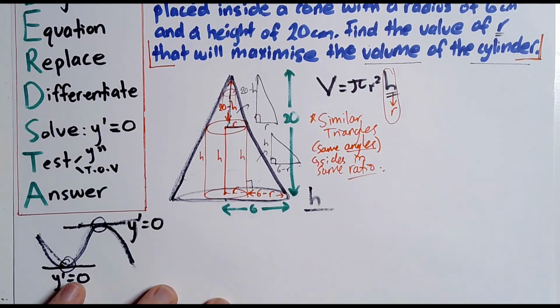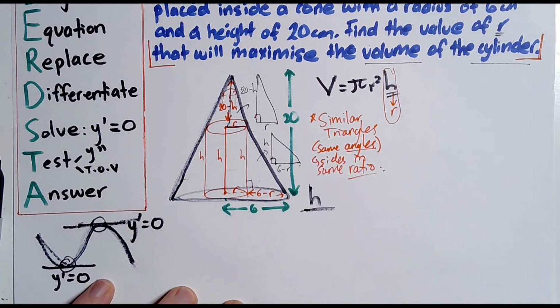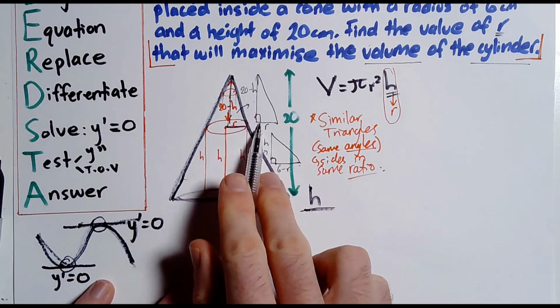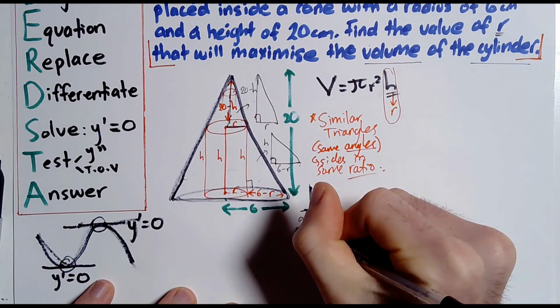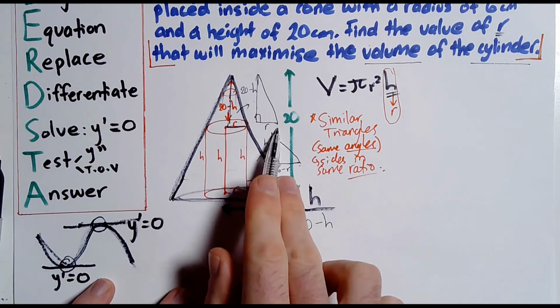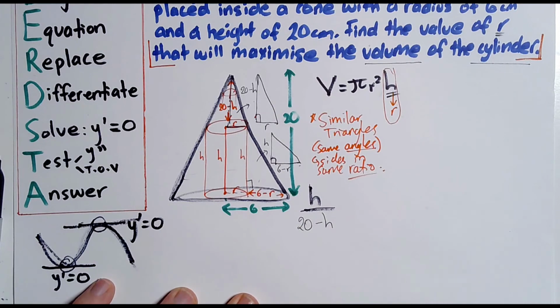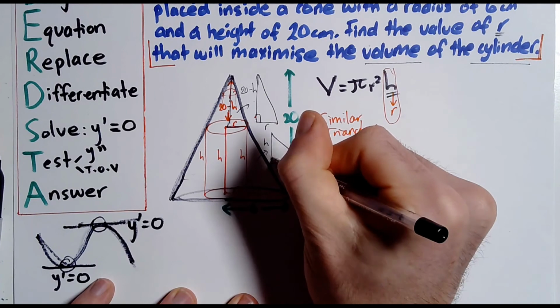We can write h divided by the other equivalent side, which is 20 minus h. So we have h divided by 20 minus h, because they are both the left sides of these two similar triangles. I should also note that the reason they are similar, which I should have made clearer, is that they both have a right angle.